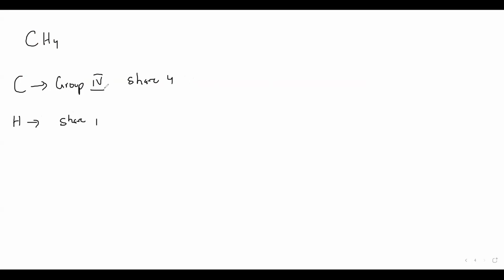Now the element which is sharing the maximum number should be in the center. So which element should be in the center? Carbon or hydrogen? So carbon should be at the center. So we have carbon and 4 hydrogen. So hydrogen will surround it: 1, 2, 3, 4. Now we'll start the sharing. We'll start the sharing with a neighboring, surrounding atom. So we'll start with hydrogen.